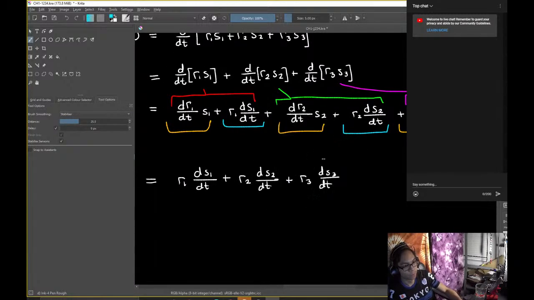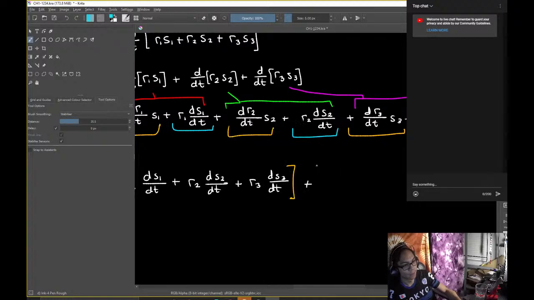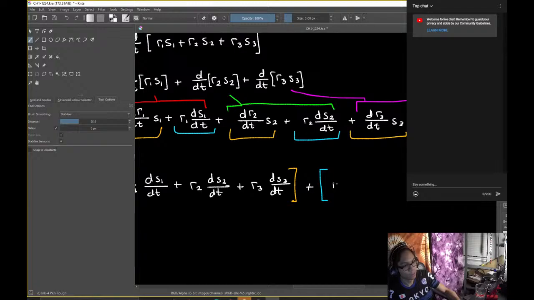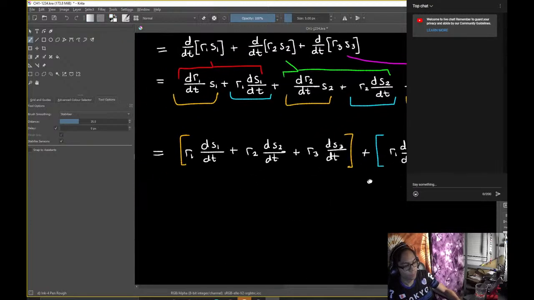Wait, no, blue. Sorry. Blue version. Wait, what? No, orange. Here's your orange version. There you go. And then plus the blue guys now. R1 ds1 over dt plus R2 ds2 over dt plus R3 ds3 over dt. Yeah, I think we got it.